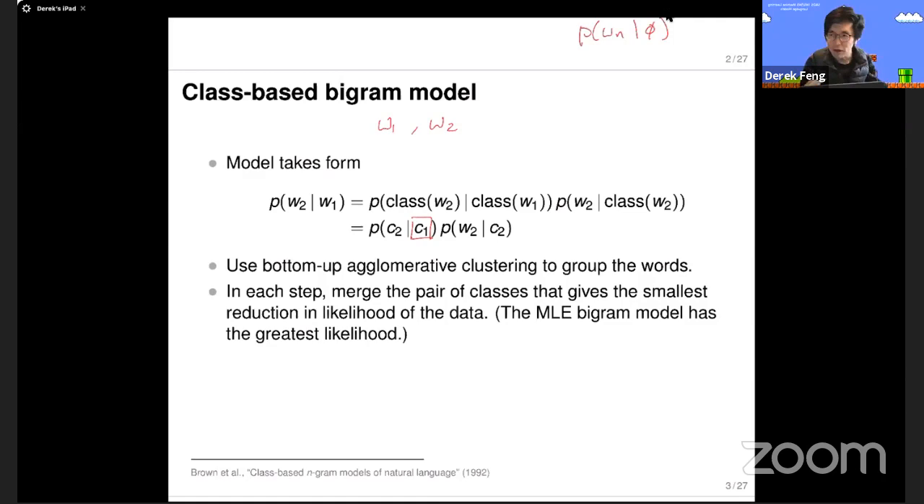So really this is a way to think in terms of classes being the thing that's driving everything, except that you have to eventually pick a particular word. With the final W that you're predicting, you have to pick a word, but everything else you just treat as classes, right? So I hope that makes sense.